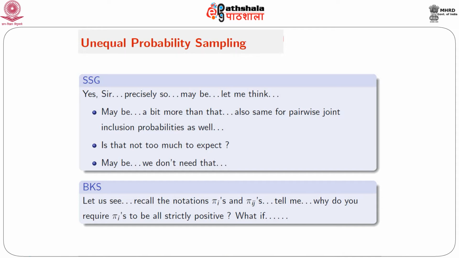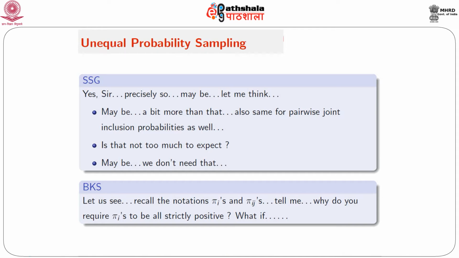Okay, let's see. Recall the notations pi i's and pi ij's. Tell me, why do you require pi i's to be all strictly positive? These are the first order inclusion probabilities. And in a way, you have the idea that they all should be positive no matter what the underlying sampling design is. So why do you feel pi i's should be strictly positive?